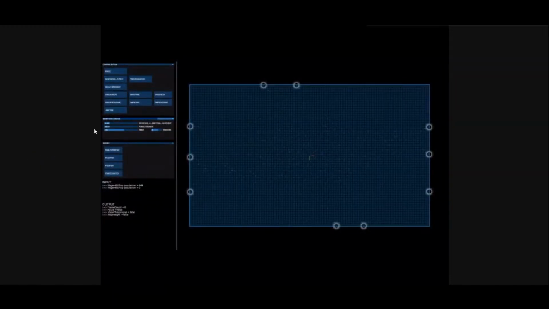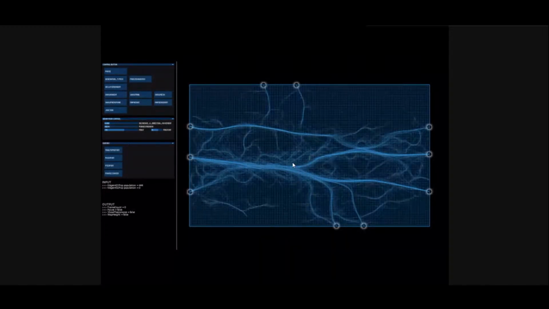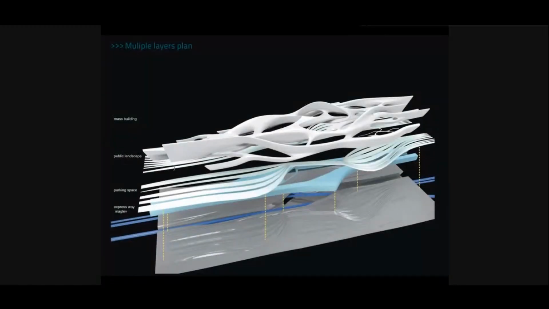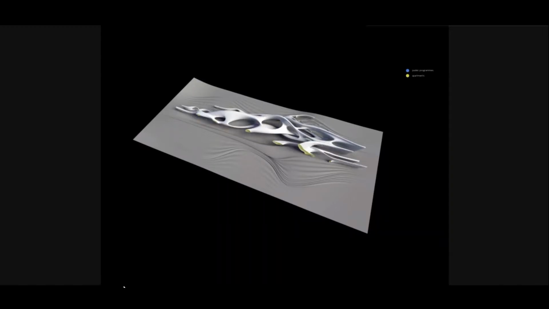So the site was around 1 kilometer long, where we restarted applying whatever codes we had developed into a particular scenario. So we had a few layers where express maglev was there, parking space, then public landscape, then the building. Wherever the narrow space is, that becomes apartment, and wherever the junction is, that becomes a public space.